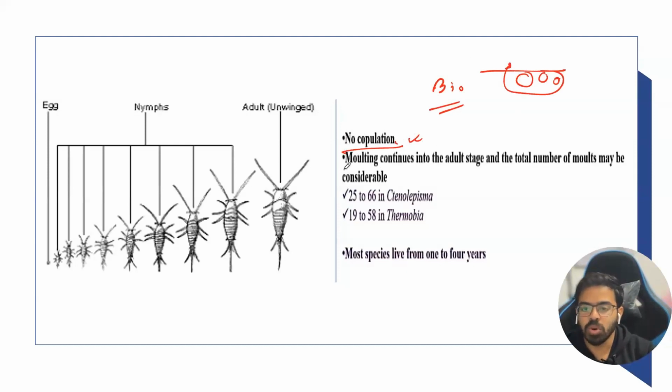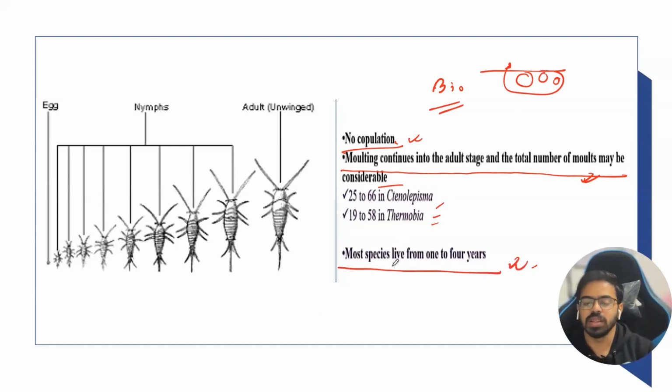And another thing, molting continues up to the adult stage. The total number of molts is considerable. You can see different numbers of molts are there. Most of the species live from 1 to 4 years, meaning they live for many years. So this is all, in very brief, about the apterygote insects.